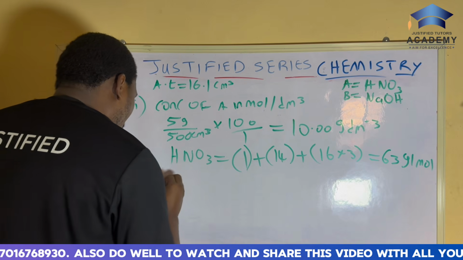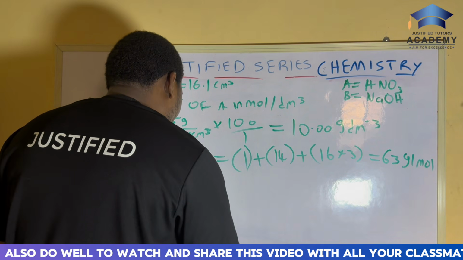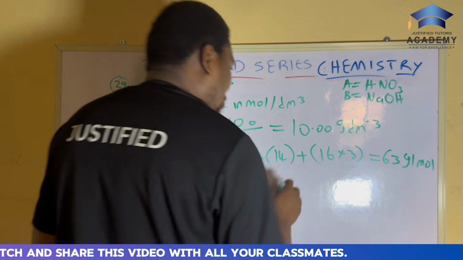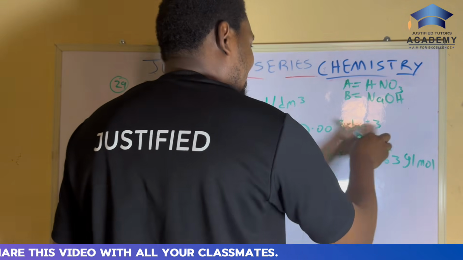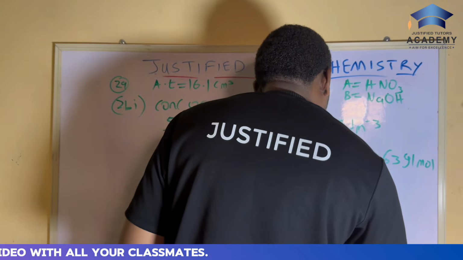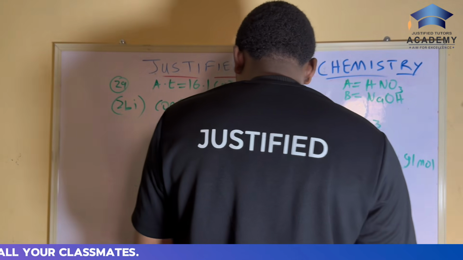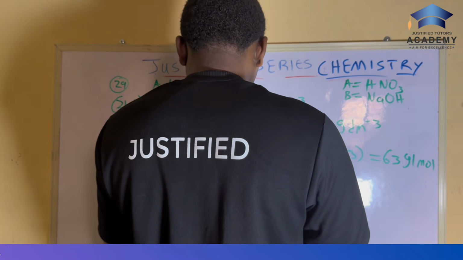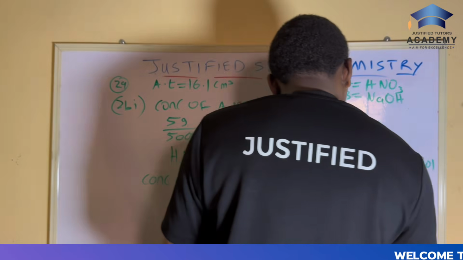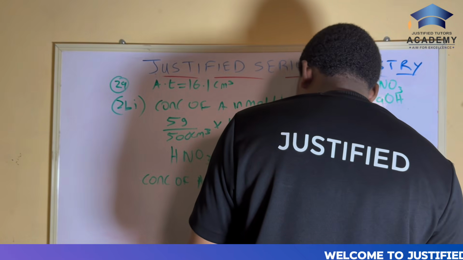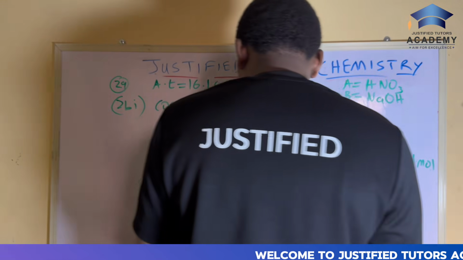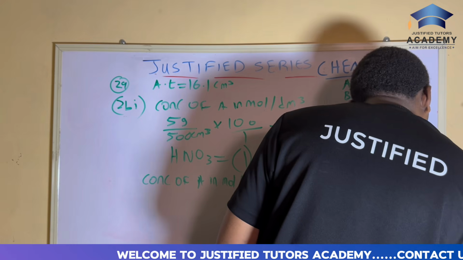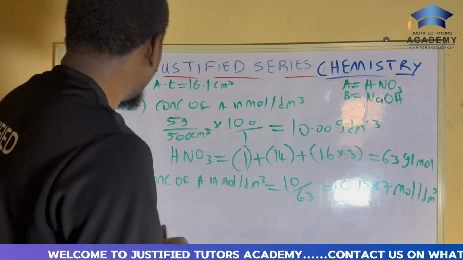So now the conc of A in mole per dm cube will be 10 grams per dm cube divided by 63. 10 divided by 63 will give us 0.1587 mole per dm cube. That's the answer. So you get that for A.